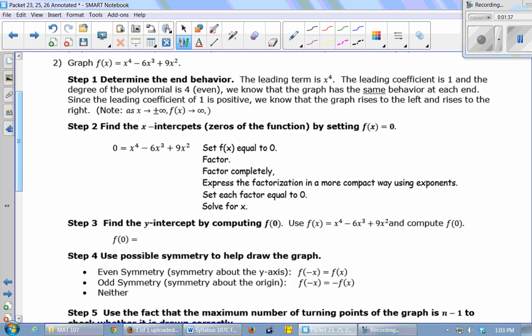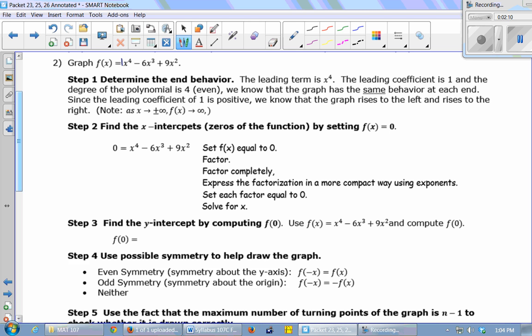So the degree is even, right? And the leading coefficient is 1, right? There's a little imaginary 1 there, okay? Degree is even, leading coefficient of 1. Show me with your arms what the end behavior is going to look like. Good, okay. So as x goes to positive or negative infinity, as you go to the right or to the left, both arms of the graph go up. Okay, so we know what the end behavior is going to look like.